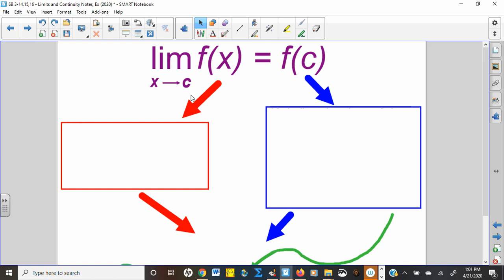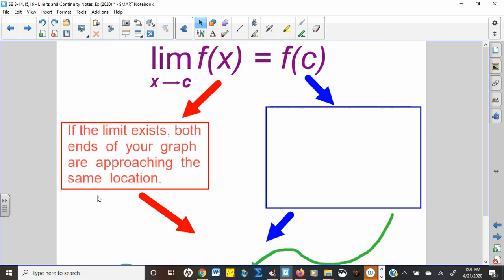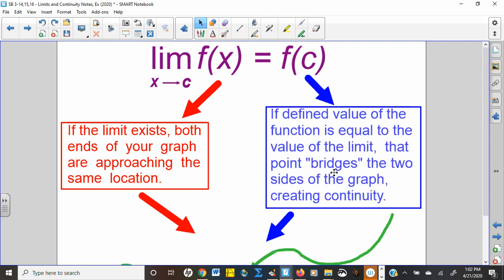Here we go, one more time. I know you're getting tired of it, but this is so important. Limit of f of x as x approaches c. What does this tell us? It tells us that the limit exists, which means both ends of the graph are approaching the same location, or better yet, the same height. We're moving toward the same height. But guess what? f of c tells us when it's equal to that limit, that when I get there, I have a bridge that connects the two pieces. I can't have a hole.